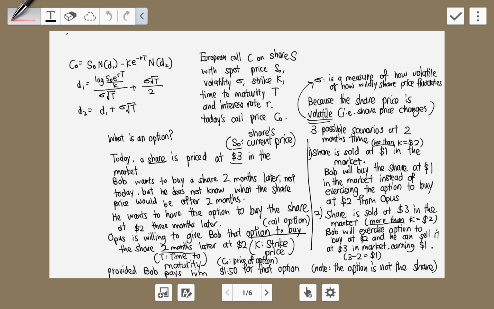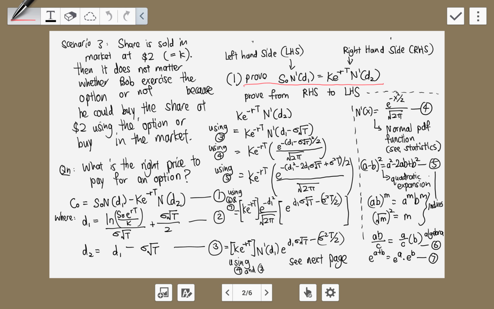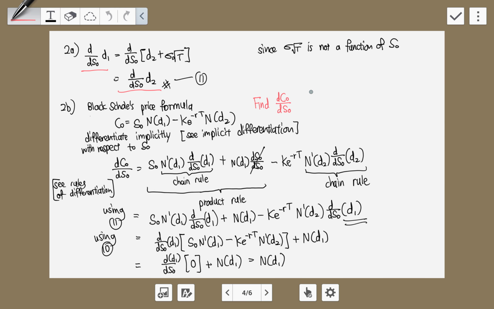I will explain what a call option is first, and then I'll explain how to price a call option, and then I will try to prove this part of the formula, and I will also try to prove that this is equal to this. I also try to find dC0 over dS0.